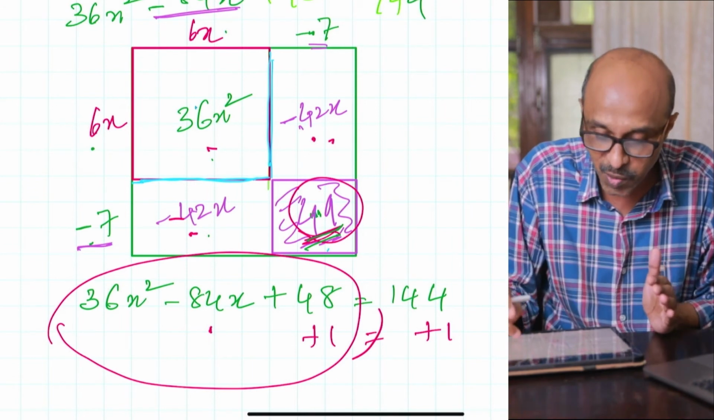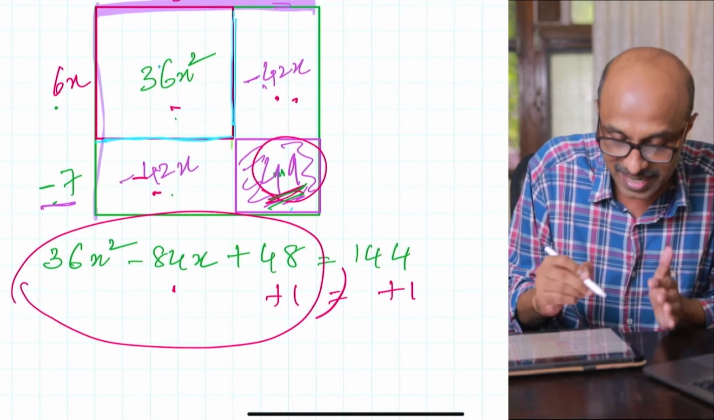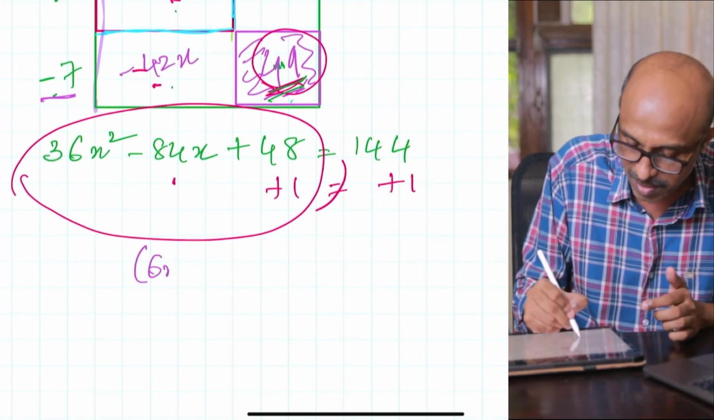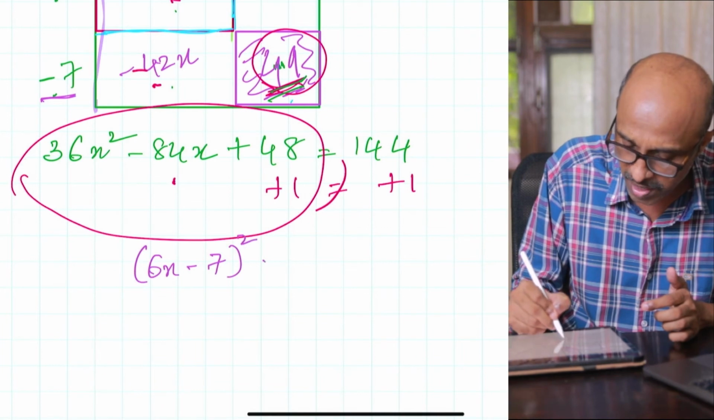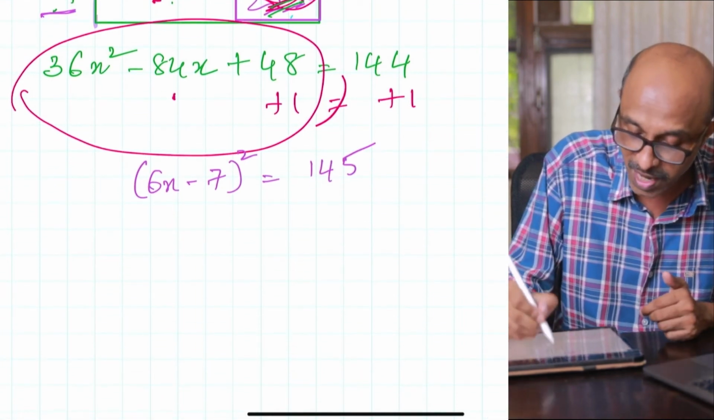So the left-hand side of this equation represents the area of a square whose side length is 6x minus 7. So this left-hand side can be written as 6x minus 7, the whole square, is equal to 145. And that reduces to a level 2 question. We have done this before.